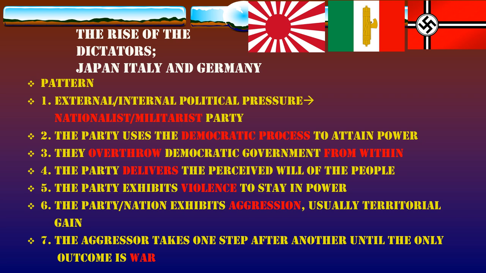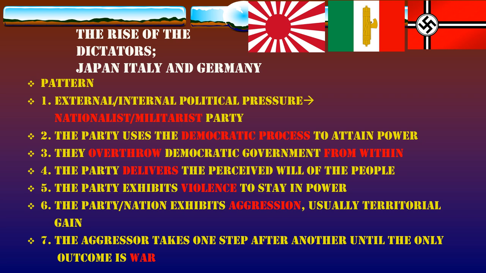Those are the flags that you see up there in the upper right. Those are not the flags of Japan, Italy, and Germany today. Obviously, those are the flags that they used at the time. So our pattern, step one: external and internal political pressure leads to the rise of a nationalist militarist party, which is exactly what happened in all three of these countries. You had all sorts of turmoil going on, all sorts of international activity, and the result was the rise of a nationalist militarist party.